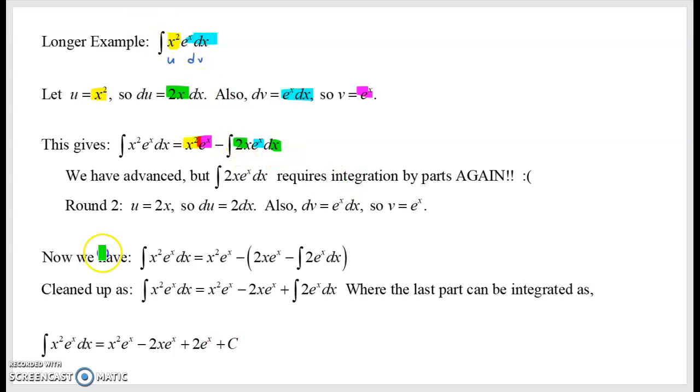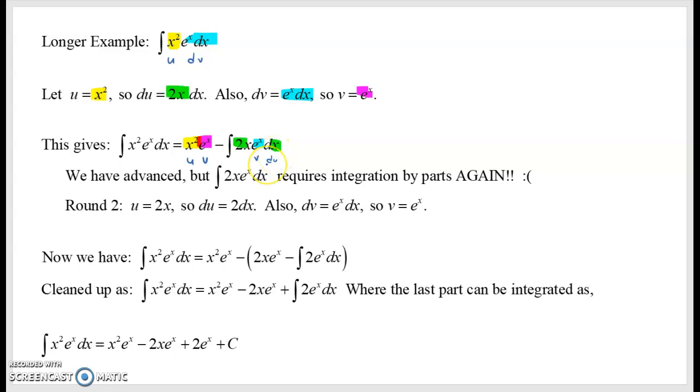Now, unfortunately, what happens here when we set all this up is that we still have something that we don't have an integration rule for. So x squared times e to the x, the u times v is integrated, so we're done with that part. But the minus integral of 2x e to the x dx, really what we're going to have to do is we're going to have to use this integration by parts again.